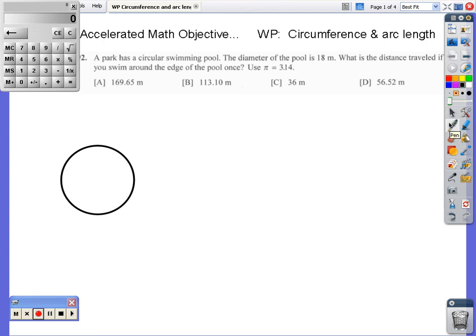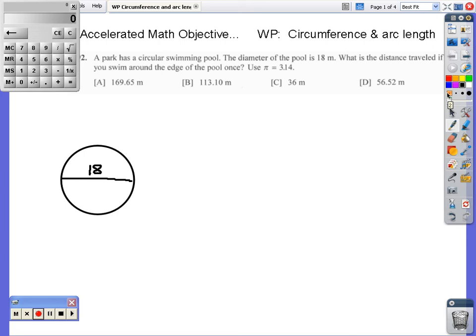Okay, we've got the accelerated math objective: word problems, circumference, and arc length. A park has a circular swimming pool, and so I went ahead and drew a circle. It says the diameter is 18 meters, so I'm going to draw in that diameter and label it as 18 meters, and I would recommend this for all these word problems. Draw a picture so you can visualize what's going on, especially if you're a visual learner.